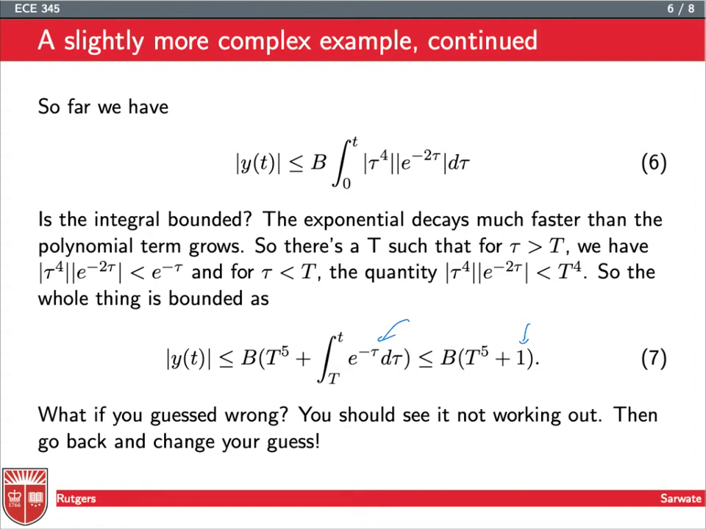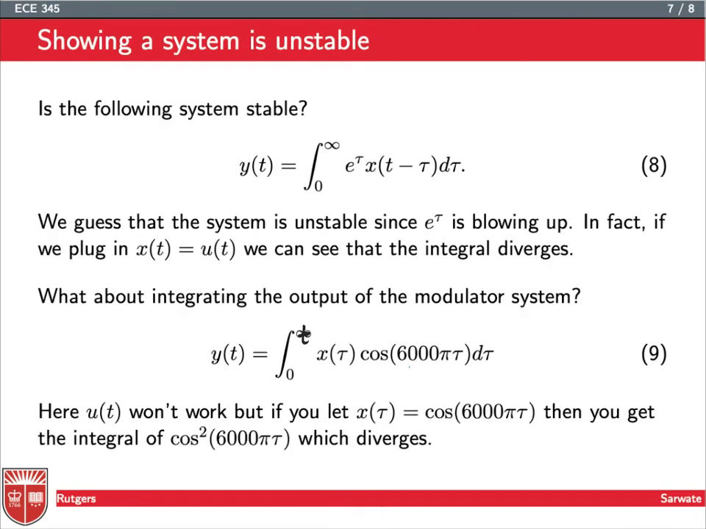So what happens if you guess wrong? Well, then you would not be able to do this process. I mean, that doesn't give you much hope. But if you try doing this process where you upper bound y of t with this magnitude and start peeling off terms as you can, you should see it basically not working out at some point if the system is in fact unstable. So then you have to go back and change your guess. So what if you do that, and what happens then?